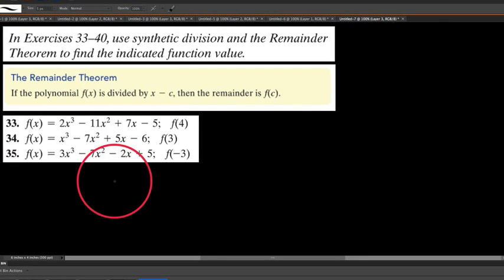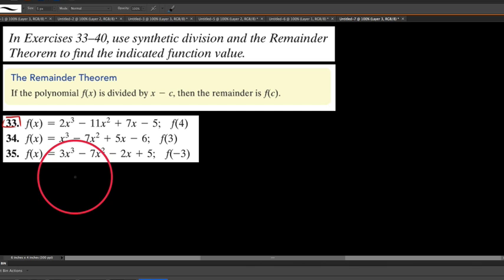Okay guys, in this video we're going to be taking a look at how we can easily use synthetic division to actually help us evaluate a function for a given x value. That is to say, let's say I have a function on 33 here, and f of x is equal to this pretty long third degree thing here. But what I want to do is find out what's the y value when I plug 4 into this.